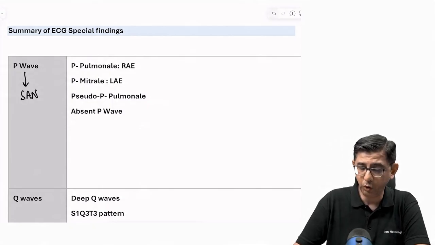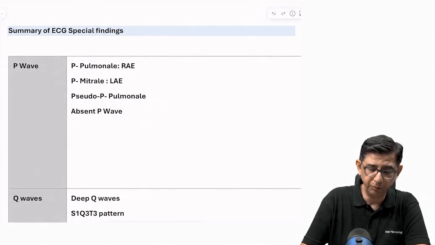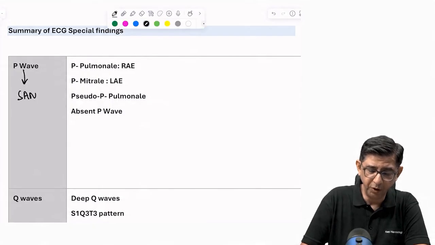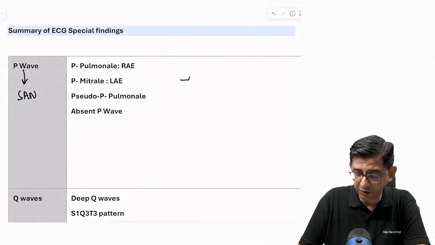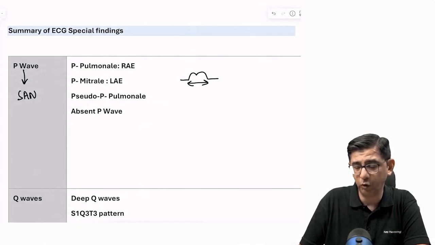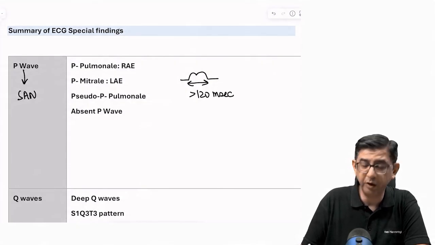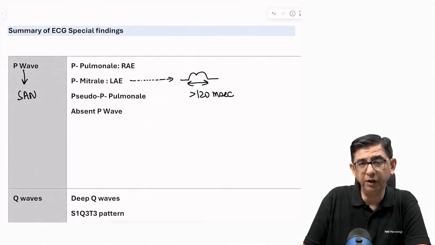And I also explained to you that the vertical height of the P wave should always be less than 2.5 millimeter. Let's look at the abnormalities. I'm drawing a P wave where I'm increasing the duration of the P wave to more than 120 milliseconds. If the duration of the P wave is more than 120 milliseconds, then the word we use is called P mitral. Why do we get a P mitral?